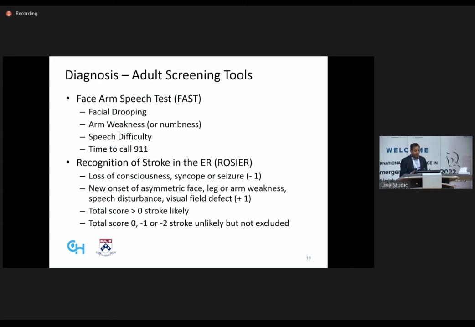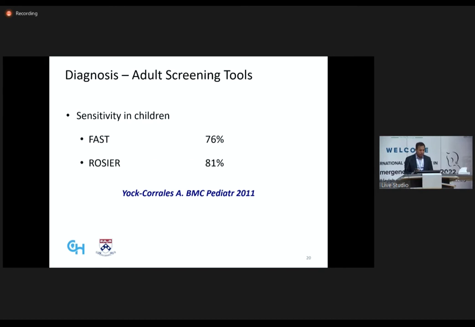We're familiar with some of these adult screening tools. There's a face, arm, speech test, as the name implies. Face for facial drooping, A for arm weakness. You know how we tell them to keep the arms supine, and is there a pronator drift? Does the arm fall down? Speech difficulty. So similar tests can be used in children as well. And as you see, they have a sensitivity of about 75 to 80%.